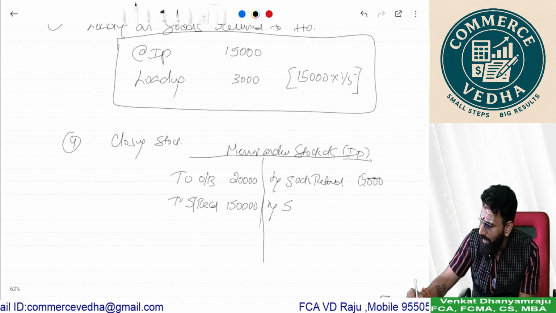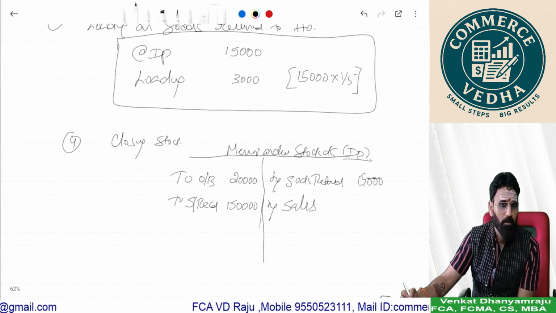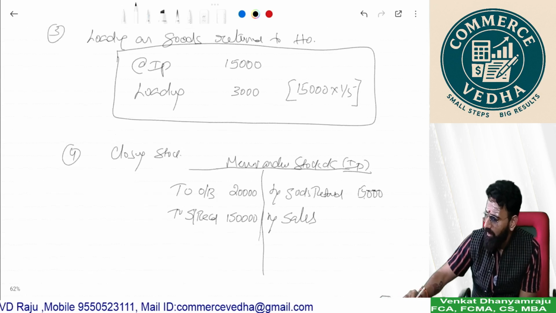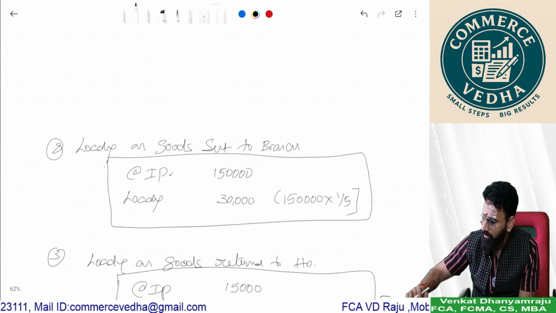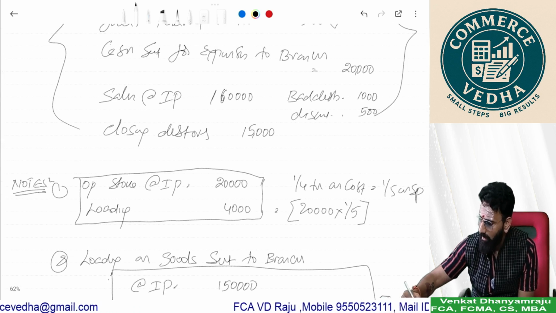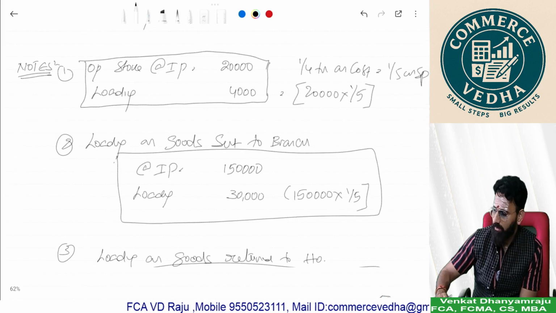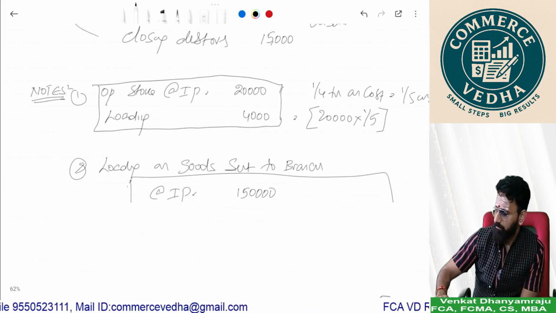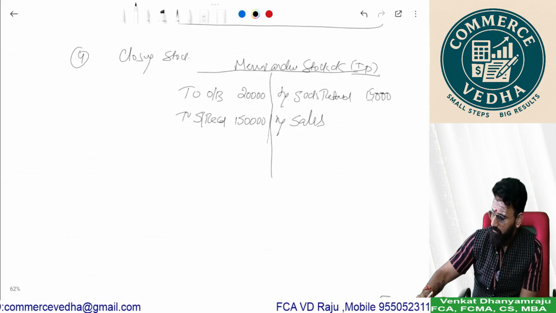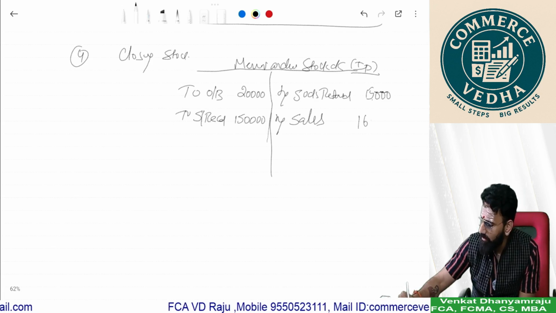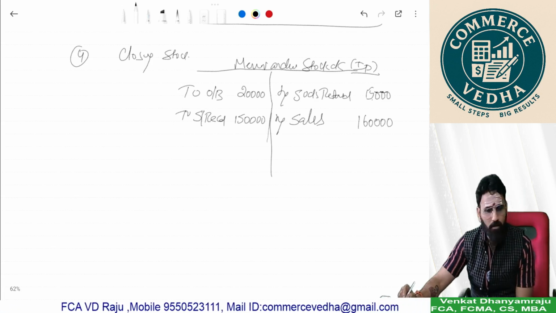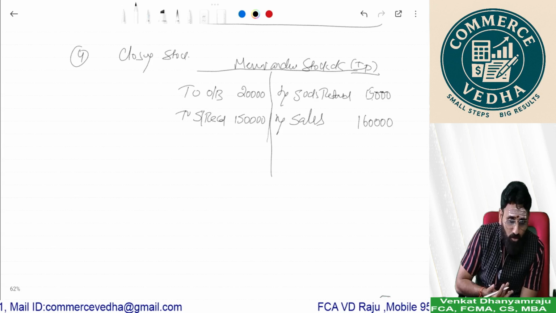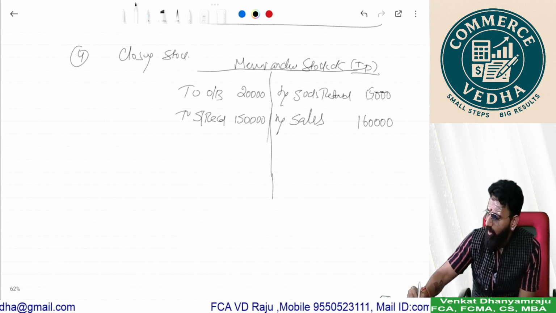By sales, how much is the sales? 1,60,000. Sales is 1,60,000, all at invoice price. No returns in between from debtors to branch. There is no return. So I have done everything.